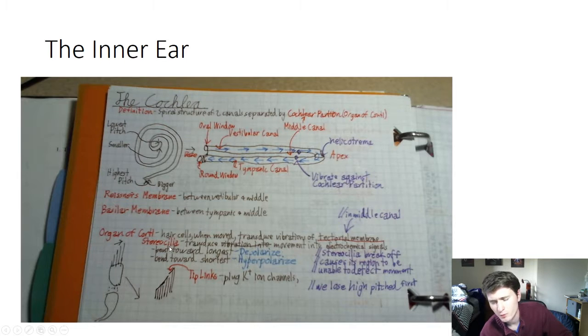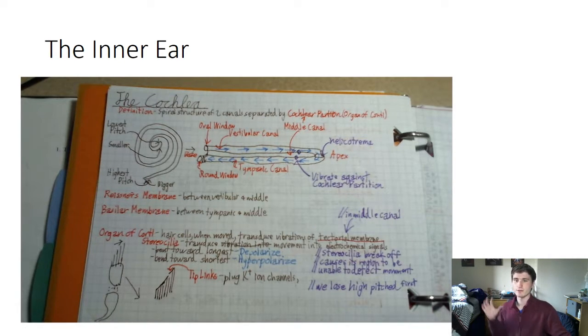How does that work? Well, when a sound comes through, there's vibration, right? That causes movement on these membranes. And so when a sound enters through the oval window, it causes vibration in the vestibular canal, specifically along the Reisner's membrane. That activates stereocilia at the organ of Corti based upon the frequency at which it's vibrating.